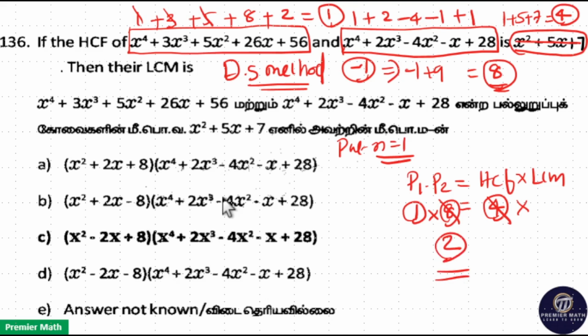So check in the options. Here, this is the second polynomial. So here the digit sum is 8 for the second polynomial. Now in the first case, here 8 plus 1 is 9. So 2 is the digit sum. 8 into 2 is equal to 16. 16 means 1 plus 6, 7 is the digital sum.